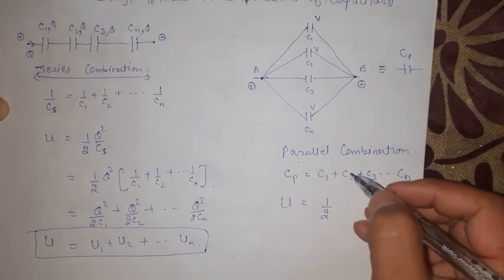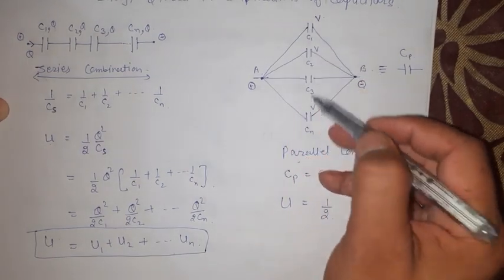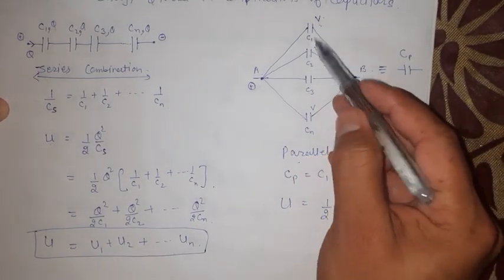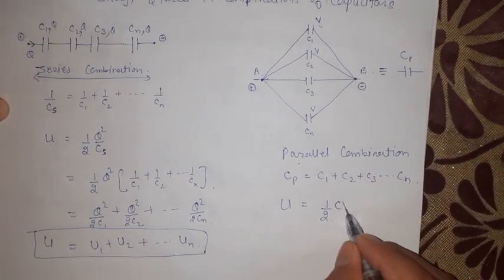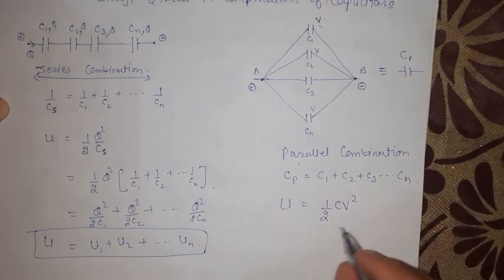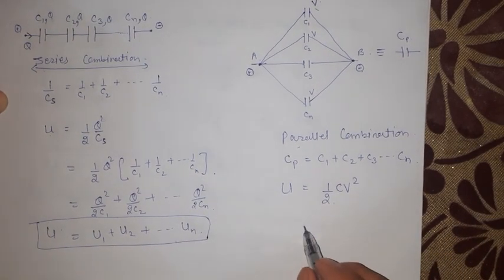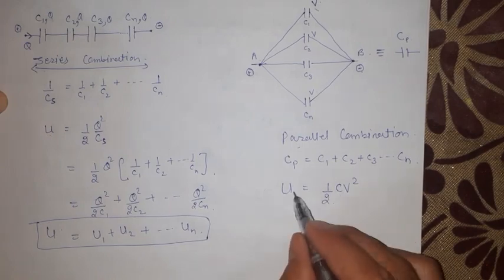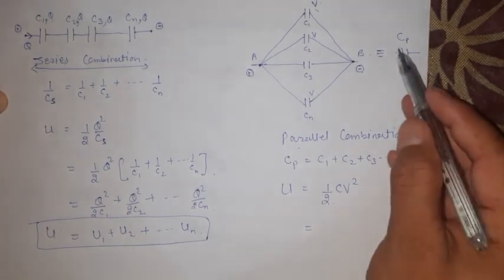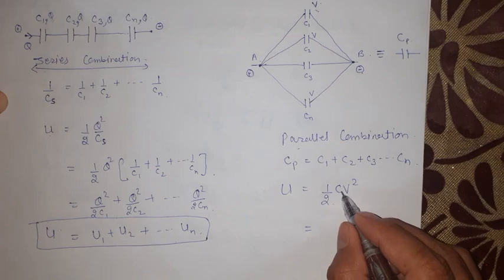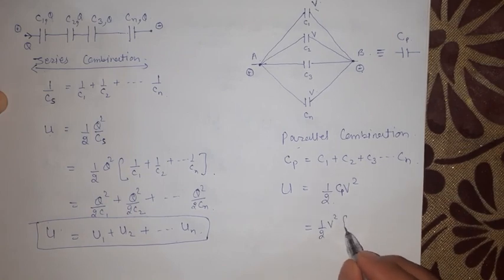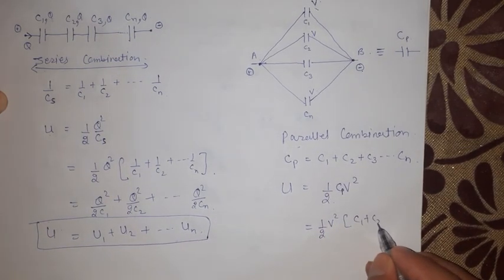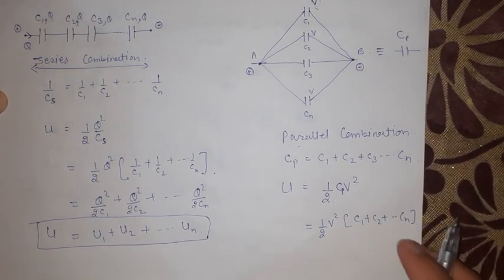Now you should note one thing. What is going to remain the same in this parallel combination? The potential difference in every arm is the same. So use only that relation which contains this potential difference. So it is C V square. Now this capacity will be the equivalent capacity, Cp of this parallel combination. Now take 1 by 2 V square outside, and the Cp value is C1 plus C2 plus so on, Cn. Okay, this is what we have.